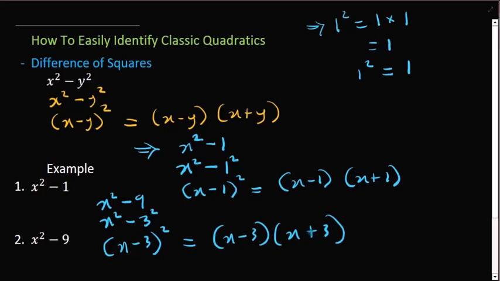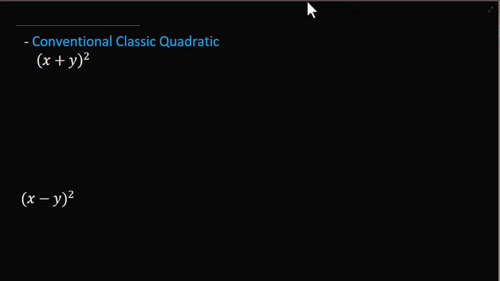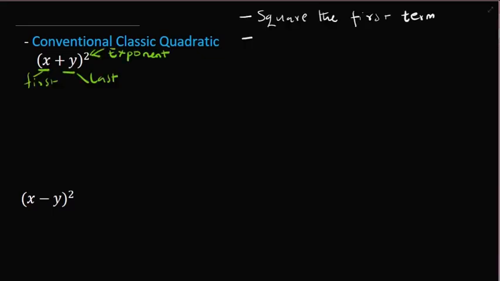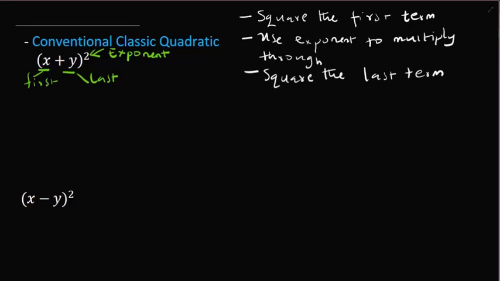Let's talk about the next kind of quadratic before we go to solve questions, and that's the conventional quadratic. The rule says square the first term, use the exponent to multiply 2, and square the last term. So let's do that together. The first term here is x, and this is the last term. Then this is the exponent. So you square the first term, then use the exponent to multiply through, and then square the last term. Let's go ahead and solve.